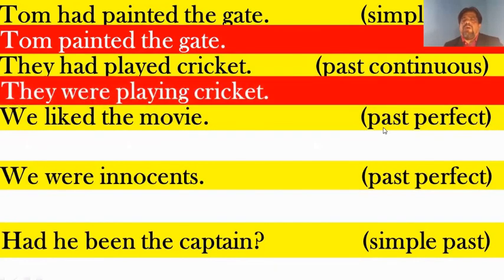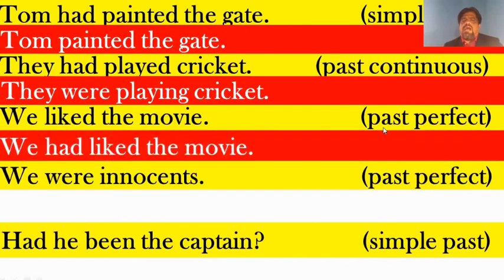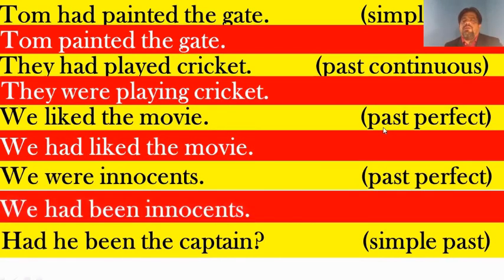Now, we liked the movie. Past perfect. The verb is liked, which is V2. How can we change it into past perfect? Had plus V3 of the verb liked. Both V2 and V3 are the same, liked. So the answer: we had liked the movie. Again, we were innocent. We have to write past perfect. How could we write a sentence in past perfect? Had plus the V3 form of the given verb. What is the verb here? Were. What is the V3 of was or were? Been. Then along with had you must write it. So: we had been innocent.